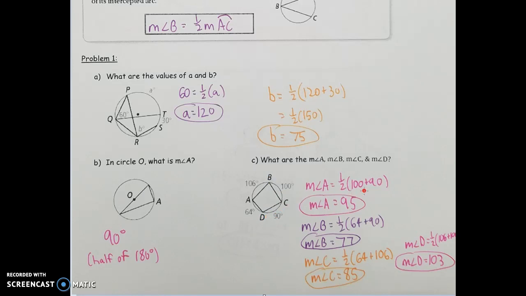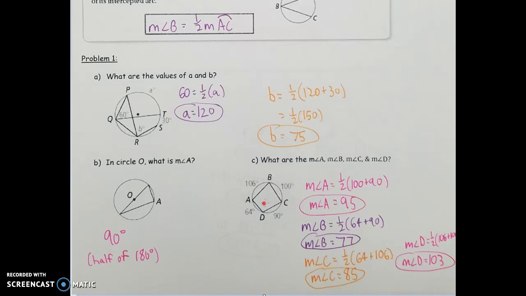So if I add those together and divide by 2, because that's half the intercepted arc, that angle should be 95. Same idea for all the others. B is intercepting an arc that adds together 64 and 90. So if I add those together and divide that in half, that should be 77 for angle B.